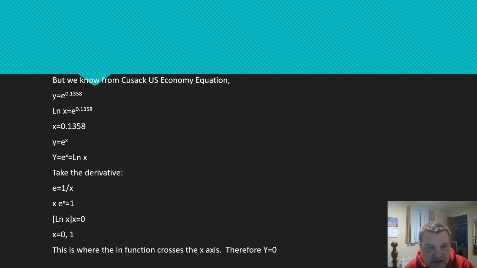So we know that the Cusick US economy equation, Y is equal to 0.1358. Ln of X is equal to E to the 0.1358. X is equal to 0.1358. Where Y is equal to E to the X, Y is equal to E to the X equals ln of X when Y equals Y prime. Take the derivative of E to the X equals 1 over X. E to the X equals 1. X is equal to 0 or 1. This is where the ln function crosses the y-axis, therefore y equals 0, or energy is 0.